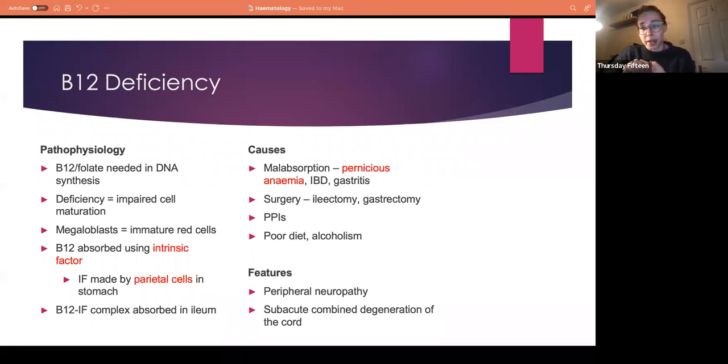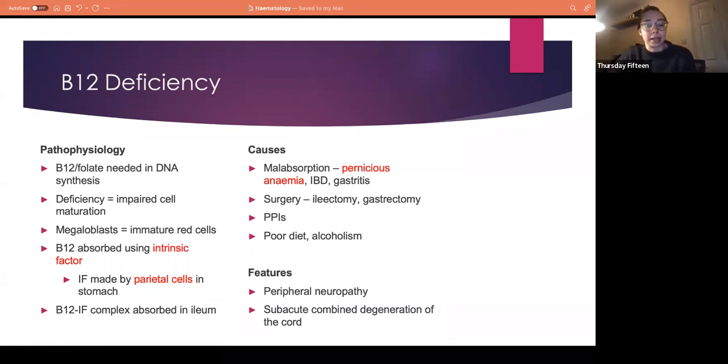You might also not absorb it in IBD or gastritis. If you've had an ileectomy or a gastrectomy, then you're not going to make intrinsic factor, or you're not going to absorb it in the ileum. If you're on PPIs, that'll affect it. Poor diet, alcoholism, then that will affect your B12 absorption.